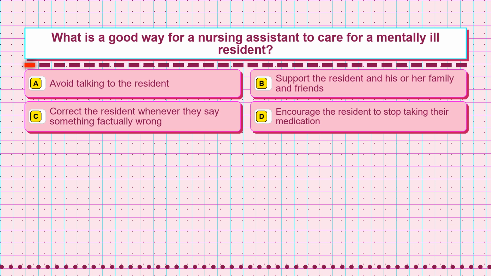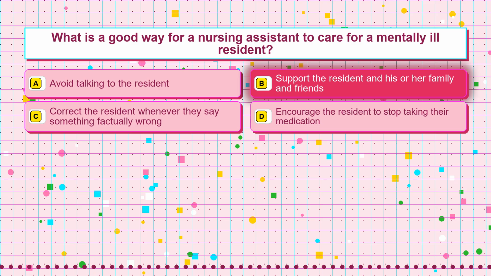Question 81. What is a good way for a nursing assistant to care for a mentally ill resident? Option A, avoid talking to the resident. Option B, support the resident and his or her family and friends. Option C, correct the resident whenever they say something factually wrong. Option D, encourage the resident to stop taking their medication.